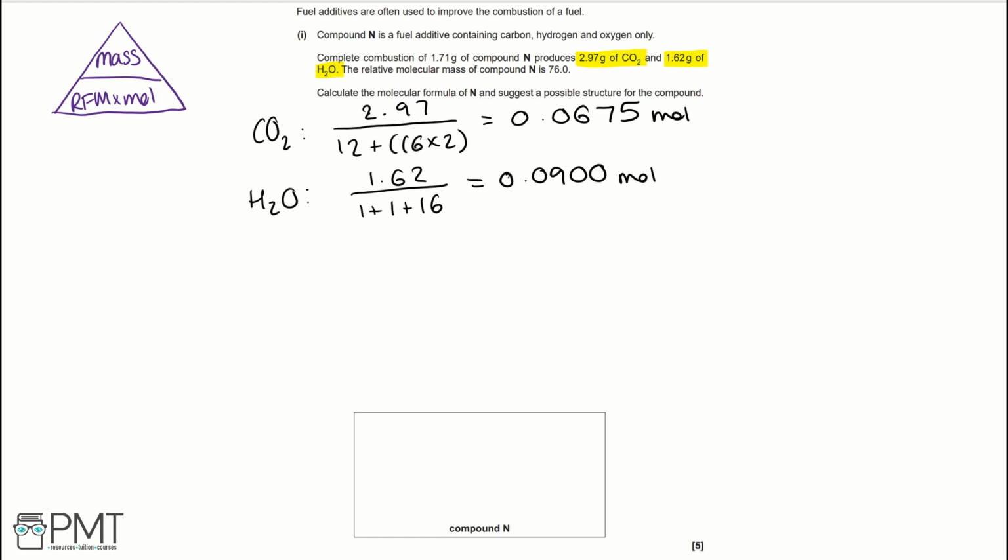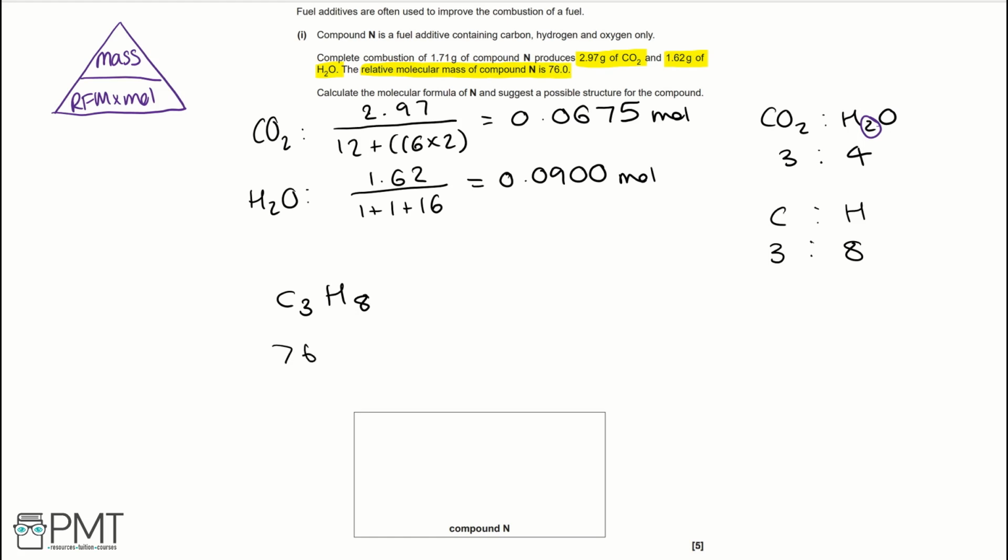0.0900 moles. Then we need to work out the ratio of carbon to hydrogen. Carbon dioxide to water is 3:4, but there are 2 hydrogens in water, so the actual ratio of carbon to hydrogen is 3:8. So then we can work out the molecular formula will be C3H8, and then we need to work out how many oxygens there are. We can use the relative molecular mass of 76 to work this out.